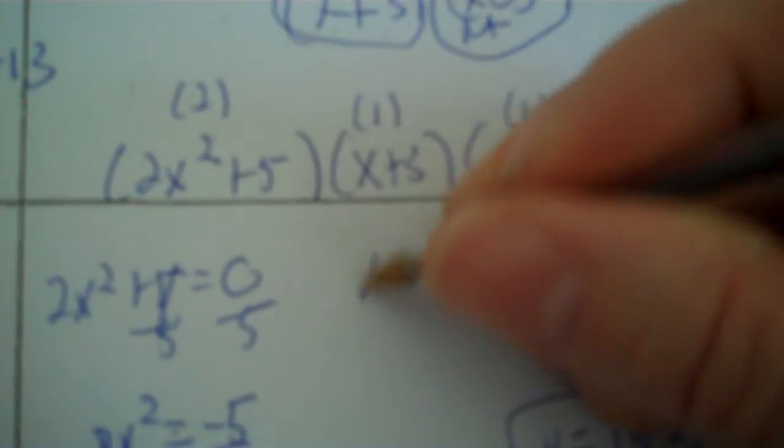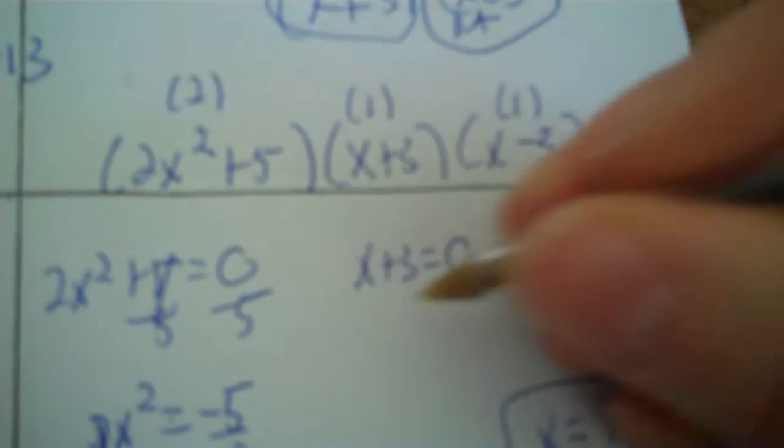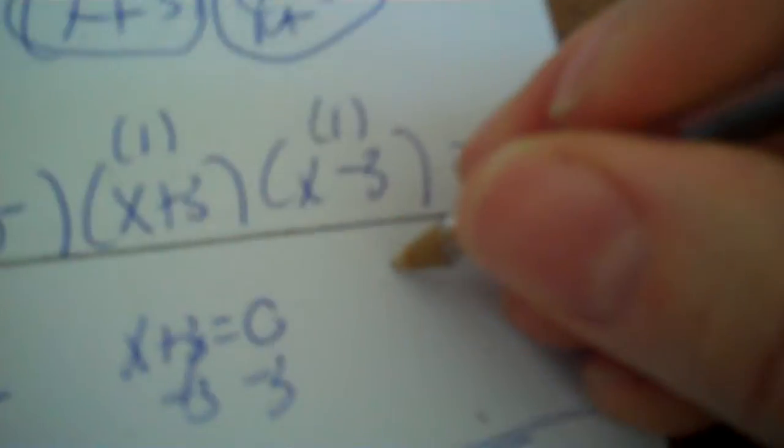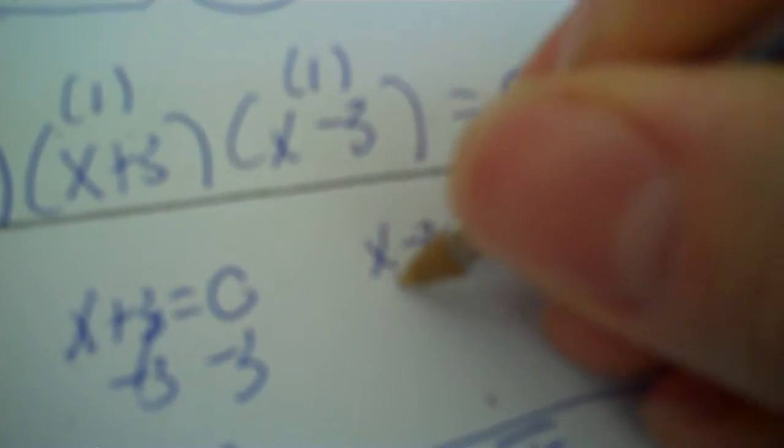Now, x plus 3. That's easy. You just subtract 3. It's the only operation you got. So negative 3. And then x minus 3 equals 0. So plus 3 plus 3. I get positive 3. So there's the 4 roots: i square root 5 over 2, negative i square root 5 over 2, and then 3 and negative 3. Okay, next problem.